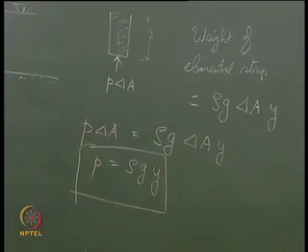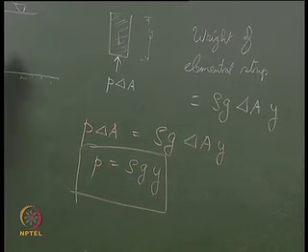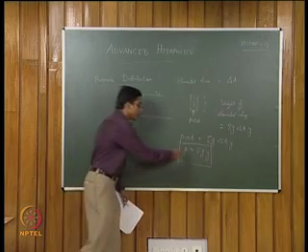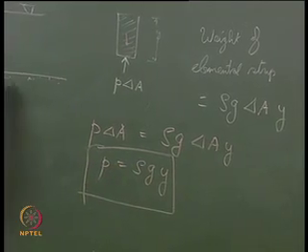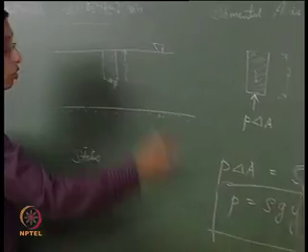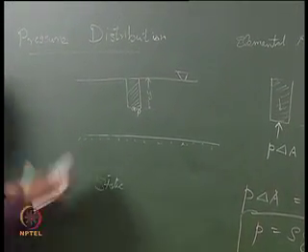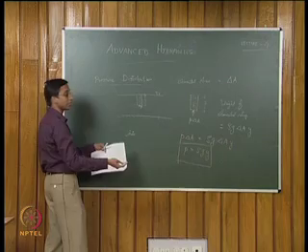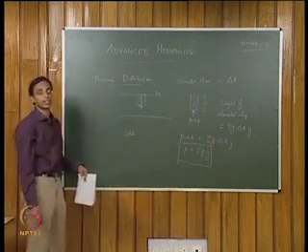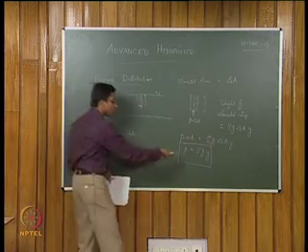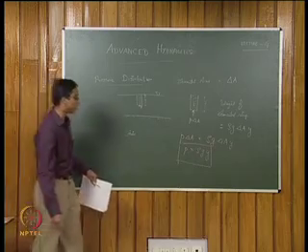So, this is the formula for the distribution of pressure in a static fluid. That is, P is equal to rho g into y. If you happen to measure the depth of fluid at any location in a static fluid, you will be able to easily measure the pressure at that location. That is what this formula suggests, P is equal to rho g into y.